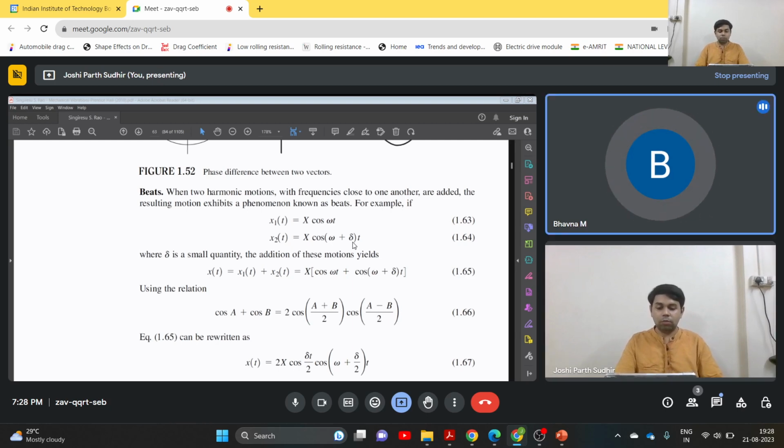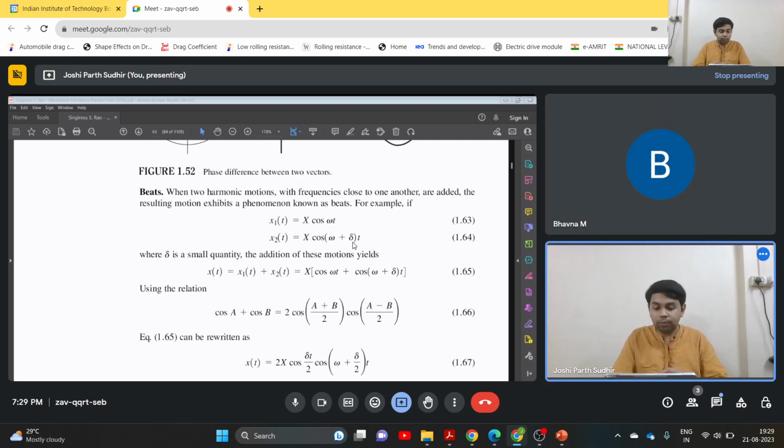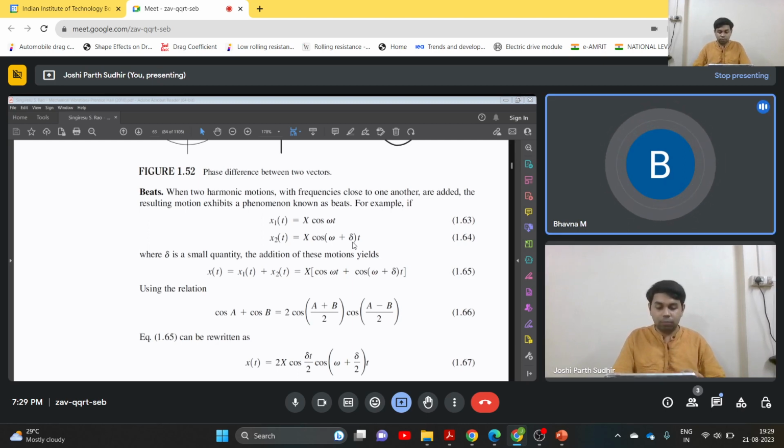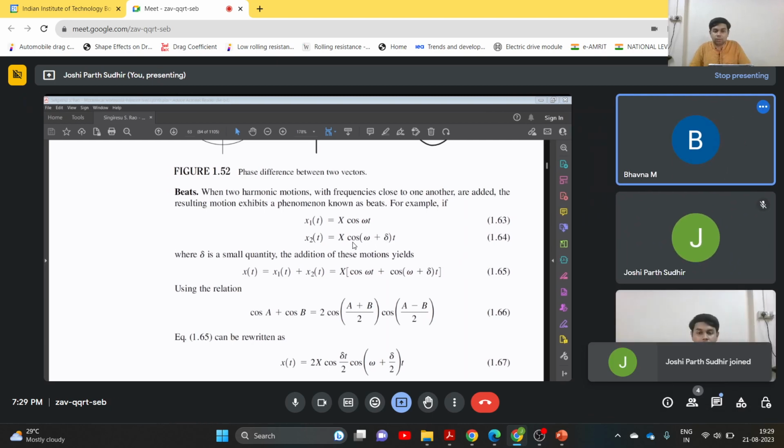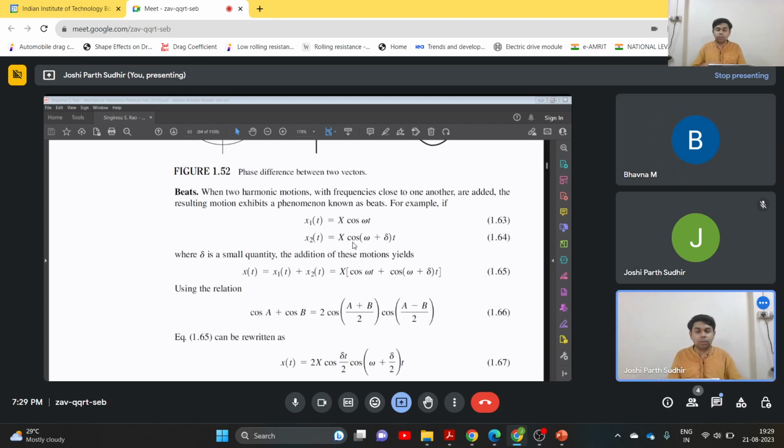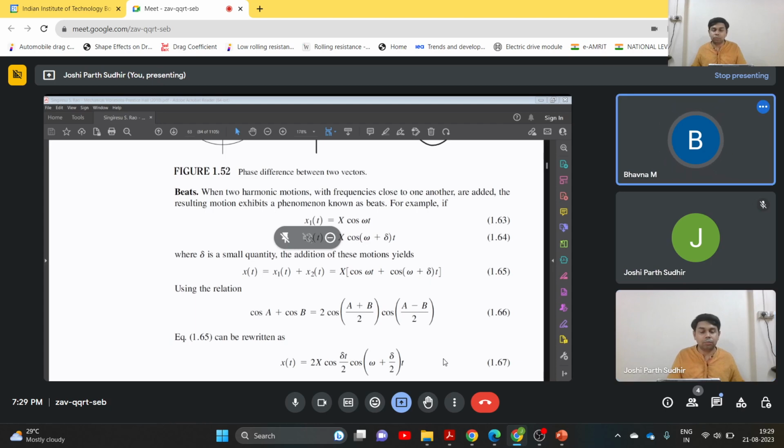So here, if I take this x of t as a cos omega t, the general wave equation, then a is equal, as you said, to 2x cos delta t by 2. And this is cos omega t plus delta by 2. So then 2 pi by omega is the time period. So it should be 2 pi by omega plus delta by 2. No, sir.